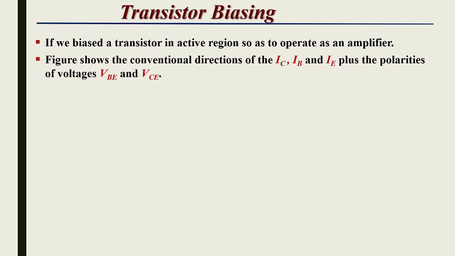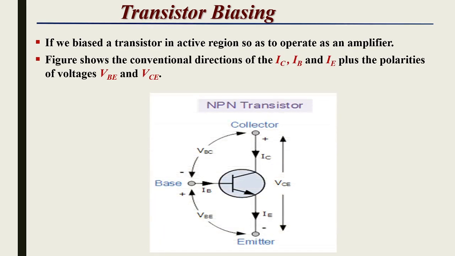The figure below shows the conventional directions of IC, the collector current, IB, the base current, and IE, the emitter current, plus the polarities of voltages: the input voltage, VBE, the base emitter voltage, and the output voltage, VCE, the collector emitter voltage. Here the NPN transistor is given with the conventional directions.